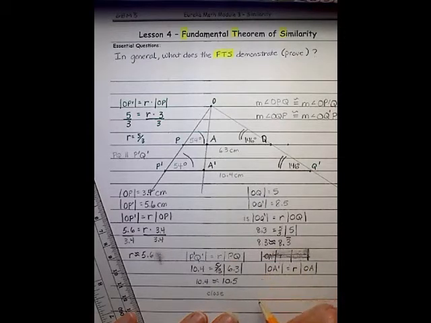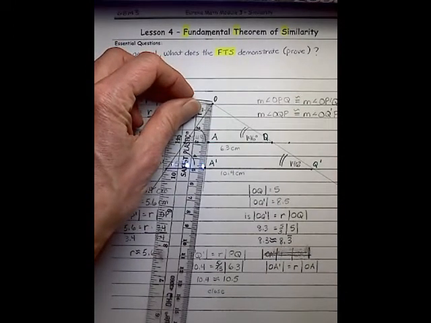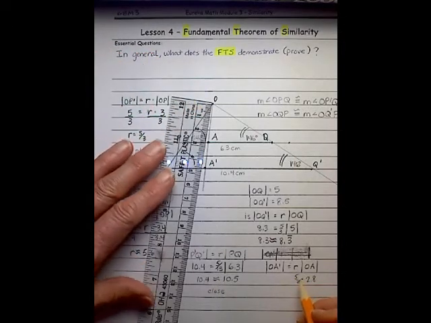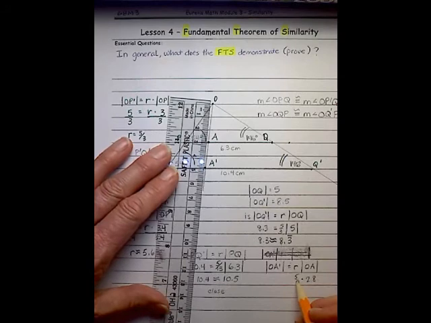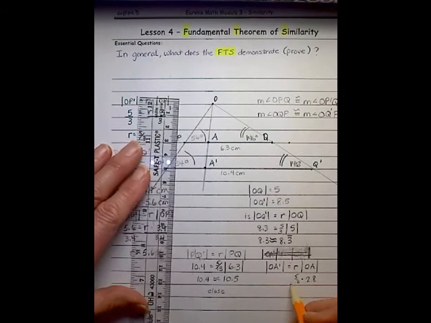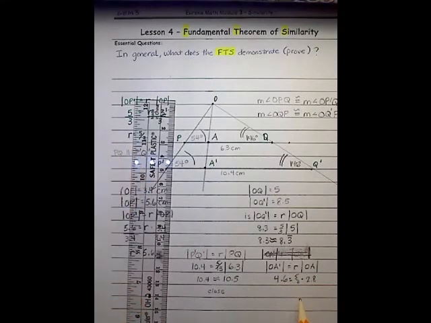So my segment lengths: I have OA as 2.8. Our scale factor is 5/3, and OA prime looks like about 4.6. So I'm going to multiply that and see if that is correct.